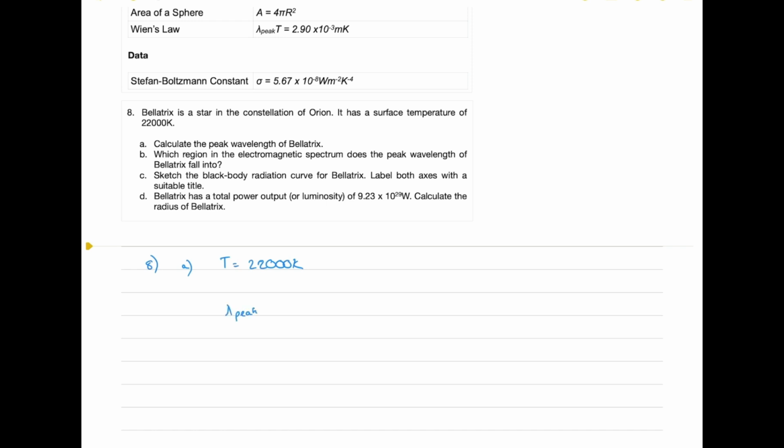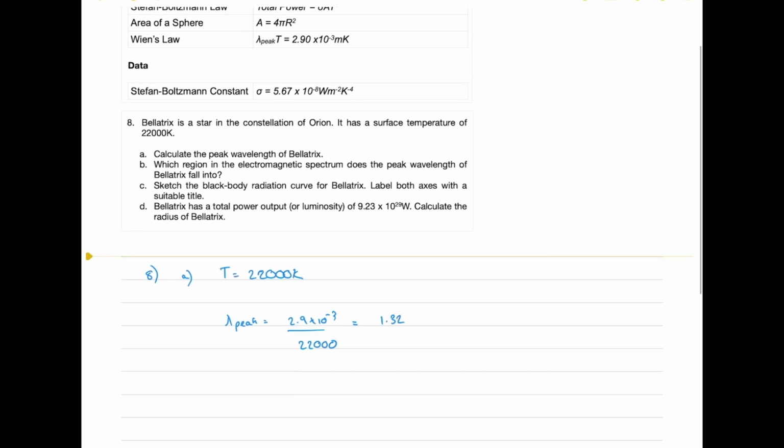So lambda peak equals 2.9 times 10 to the minus 3 divided by 22,000, which gives us a value of 1.32 times 10 to the minus 7 meters. And again, I like to put that into nanometers because it helps me work out where it is in terms of the electromagnetic spectrum. That is smaller than blue, so I'm suggesting that that's below the violet section, so I think that's ultraviolet light.